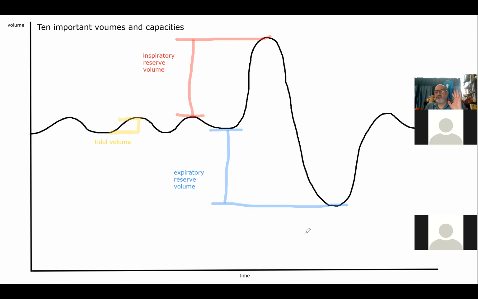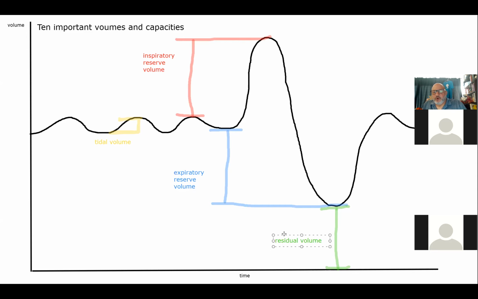No, you would just, so the question is, is there a name for that? No, you would be expelling your normal expiratory reserve volume as well as your normal tidal volume. But the point is, when you've exhaled as much as you can, our lungs are not completely empty. There is still a volume of air still in our lungs. And that volume of air still in our lungs is called the residual volume.